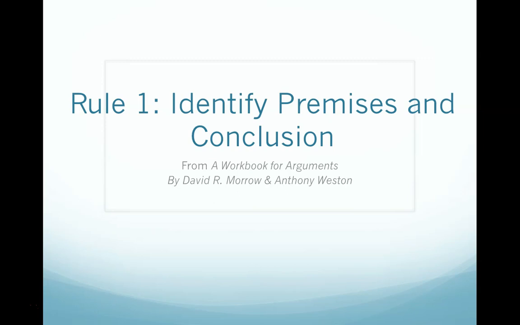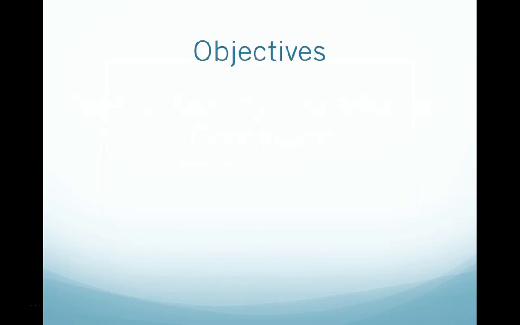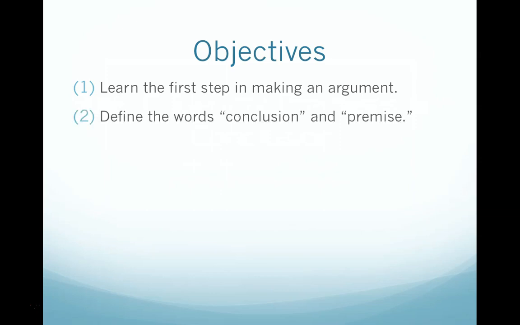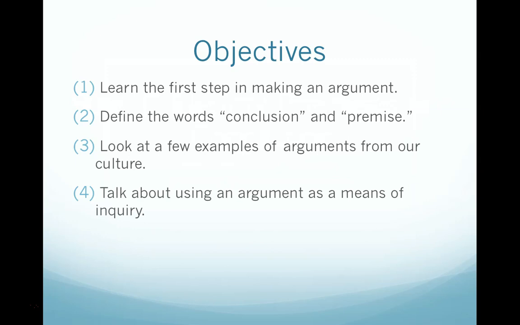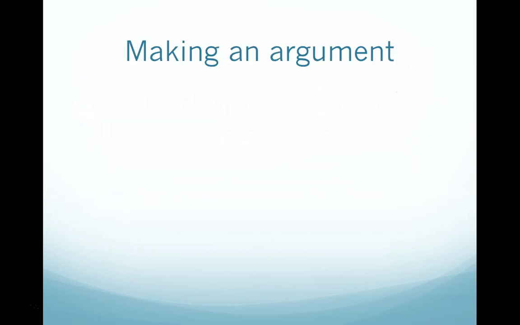Rule 1. Identify premises and conclusions. This is from A Workbook for Arguments by Morrow and Weston. The objectives for this video are to first learn the first step in making an argument, define the words conclusion and premise, look at a few examples of arguments from our culture, and then talk about using an argument as a means of inquiry.